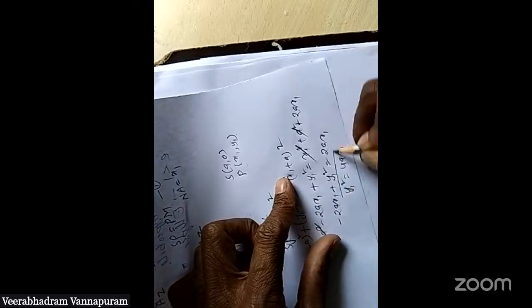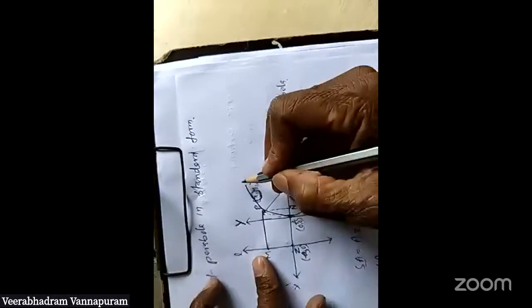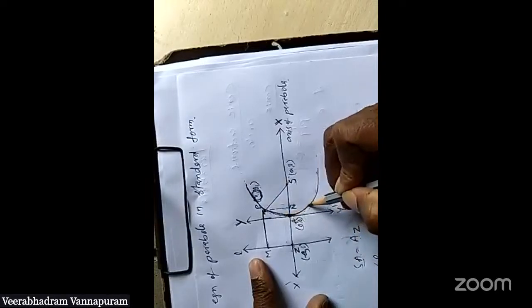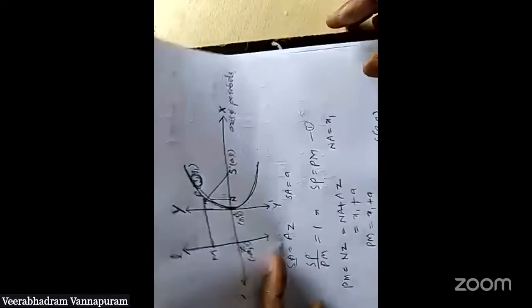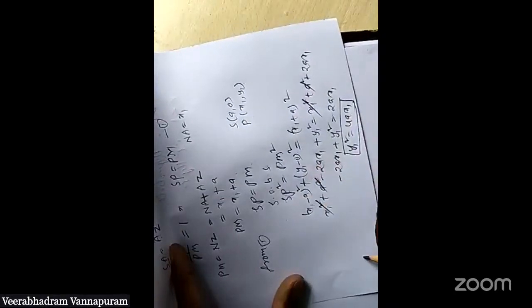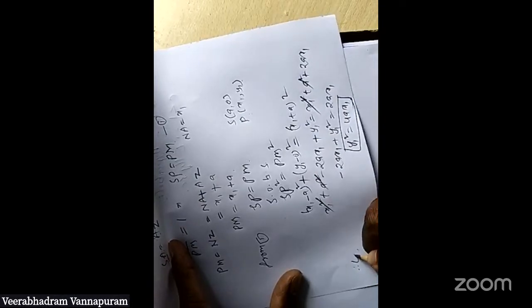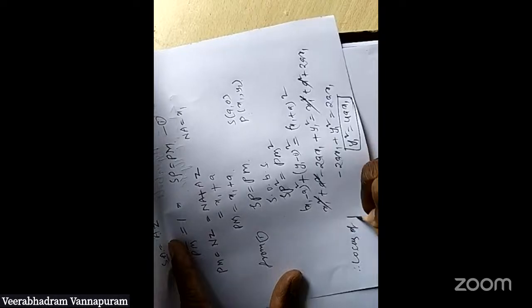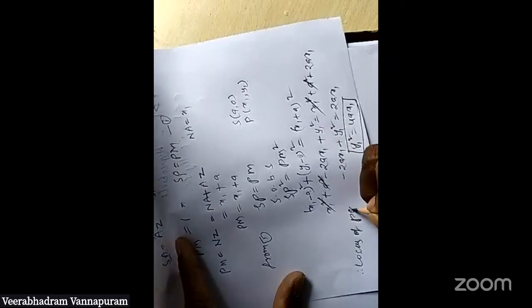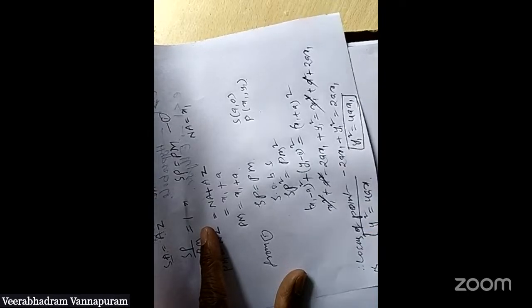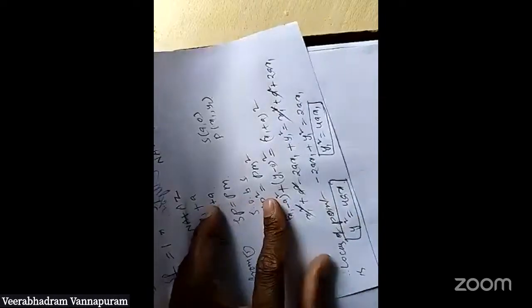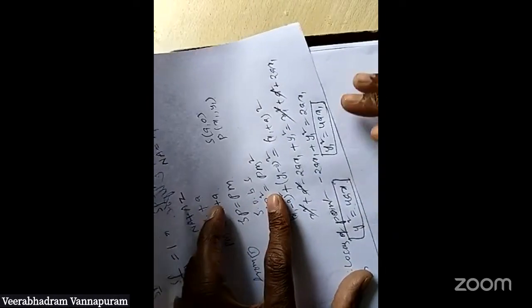So the locus of the point P(x1, y1) is called the parabola. Therefore, the equation of the parabola is given by y square equal to 4ax, which is the equation of the parabola in standard form. So this is the equation of the parabola in standard form.